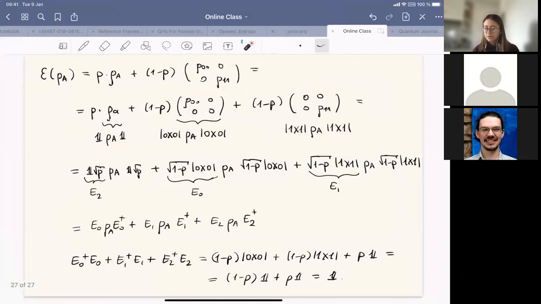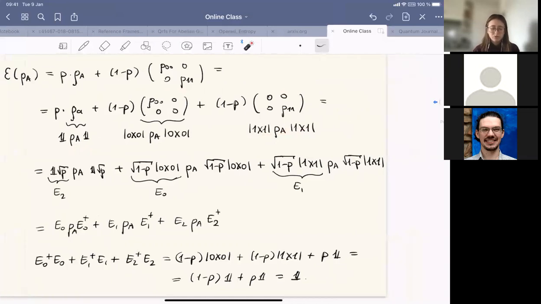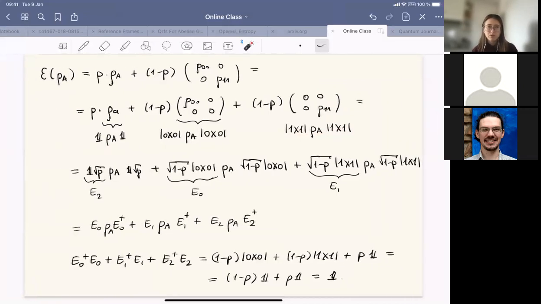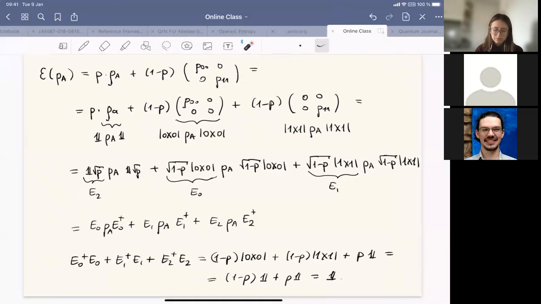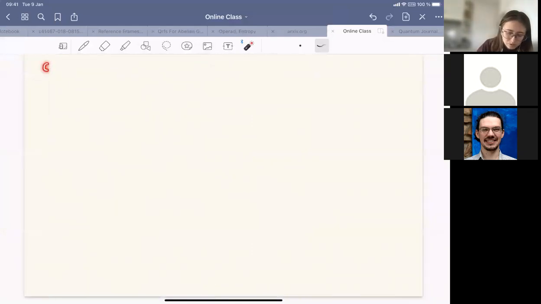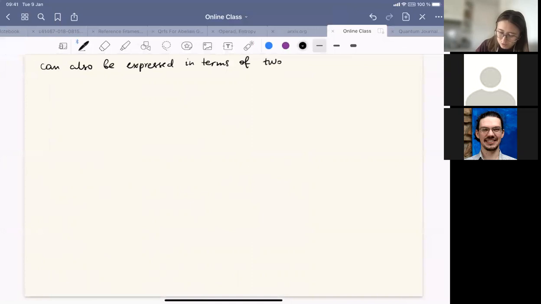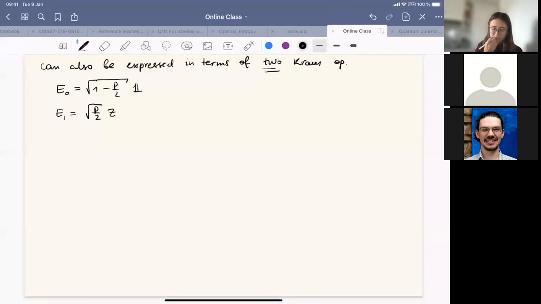Now, in fact, this representation is not unique. One can even reduce the number of Kraus operators and use only two instead of three. So I can write them out here, and at home you can check that indeed they fulfill all conditions. So the channel can also be expressed in terms of two Kraus operators. E0 then would be square root of 1 minus P over 2 times identity, and E1 would be square root of P over 2 times Z, where Z is just the usual Z operator. Just check at home.